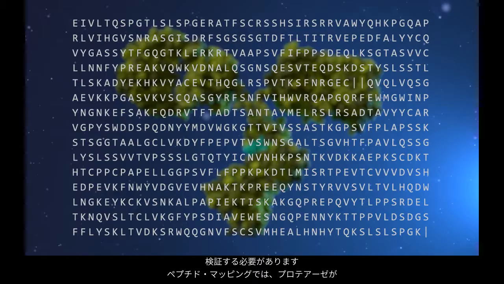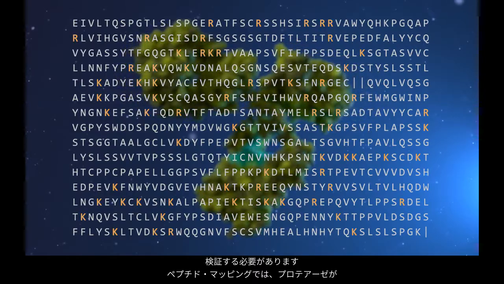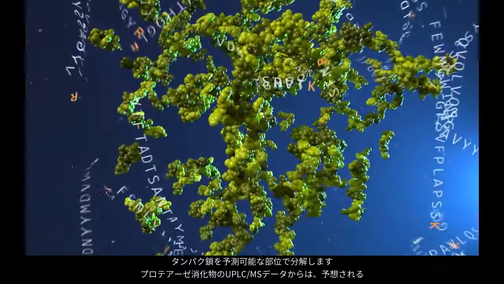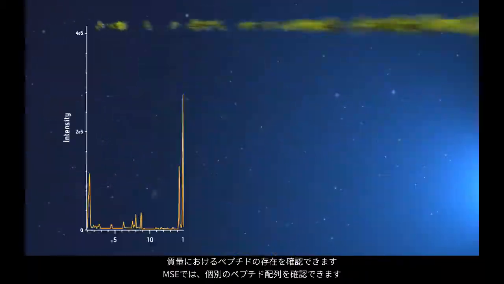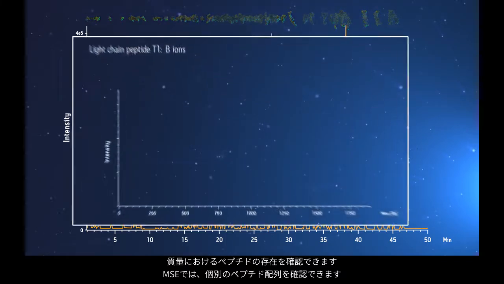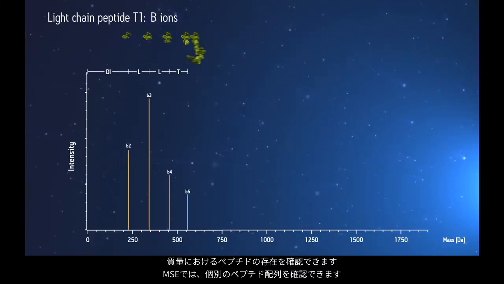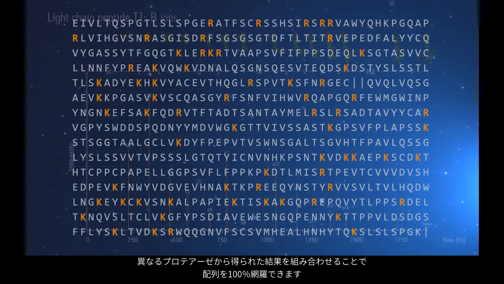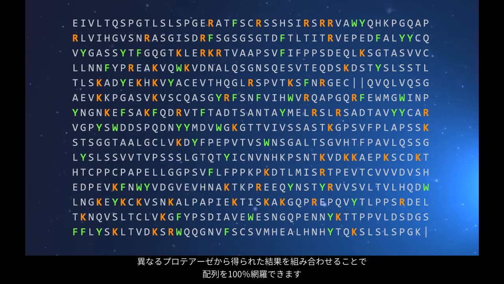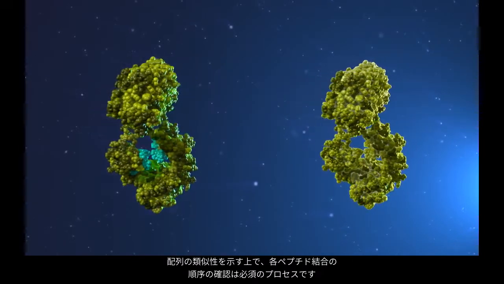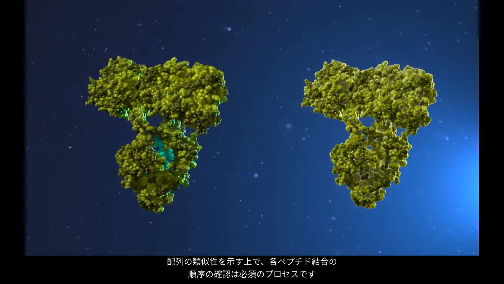In peptide mapping, proteases break the protein chain at predictable sites. UPLC-MS data from a protease digest can confirm the presence of peptides of expected mass. MS/MS fragmentation analysis can confirm the sequence of individual peptides. Results from different proteases are combined to ensure 100% coverage of the sequence. This process of confirming the order of every peptide bond is a requirement to show sequence similarity.